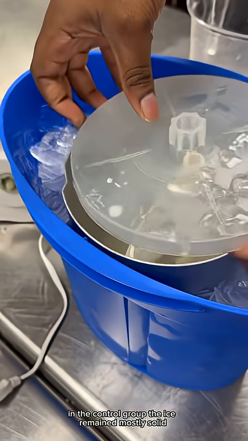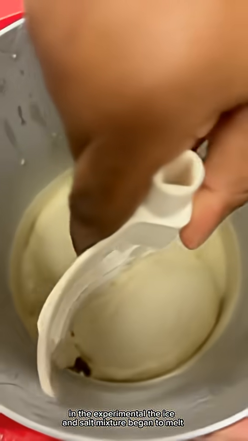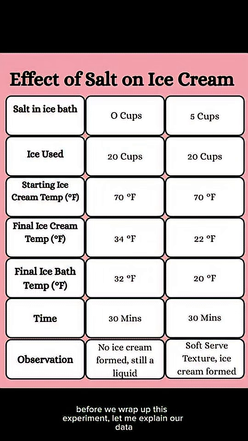In the control group, the ice remained mostly solid. In the experimental group, the ice and salt mixture began to melt. Before we wrap up this experiment, let me explain our data.